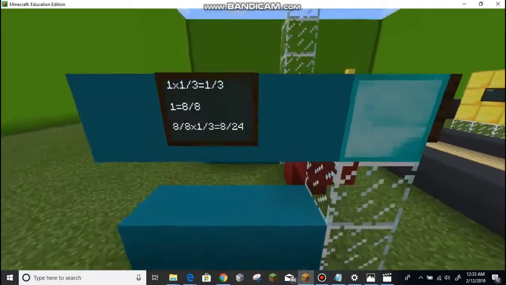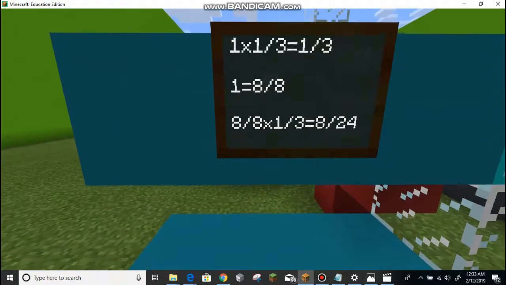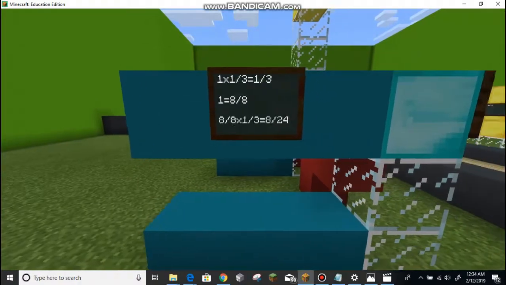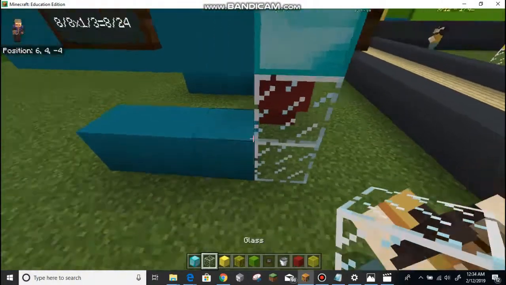So we're going to take 1/3 and we're going to multiply it by 1, because 1 times 1/3 is 1/3. But we're going to change the 1. It's going to be the 1 created by 8 over 8. And then we multiply 8/8 times 1/3 and we get 8/24. So let's build 8/24 here.